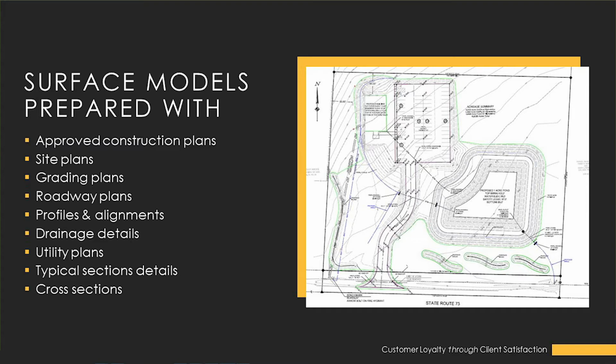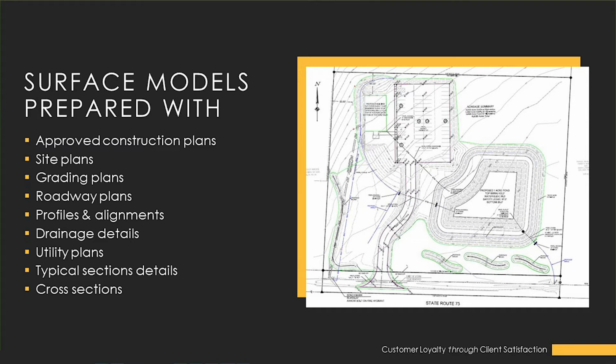So surface models are prepared with a combination of the engineer's CAD file and the approved construction plans. It is possible to prepare the entire surface model from a vectorized PDF of the approved construction plans if sufficient geometry is included in the plans for establishing the site horizontally. Typically, all the layout is expected to be prepared from the CAD files, so then it's necessary to prepare the surface model using the same. And this is typically more accurate.